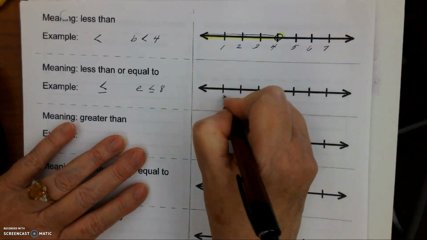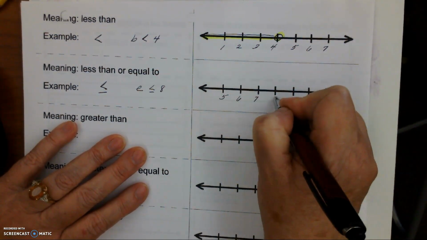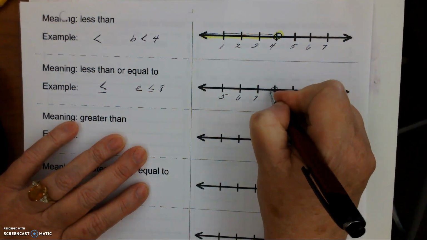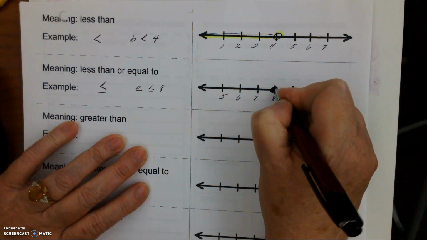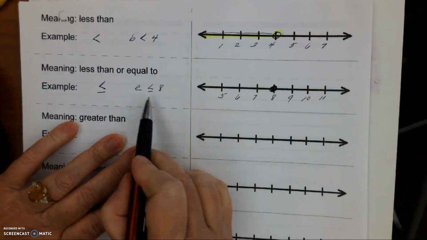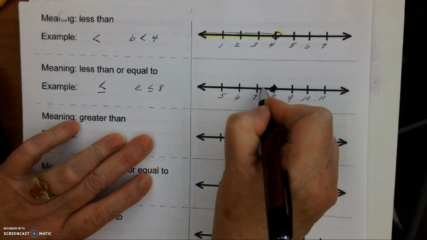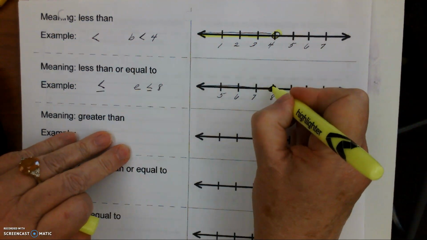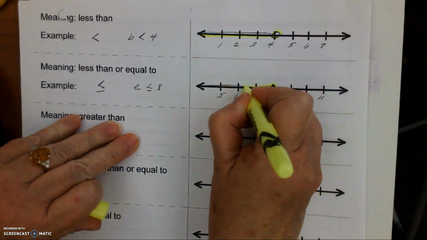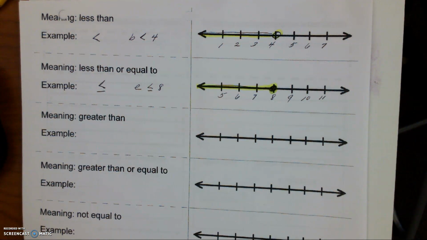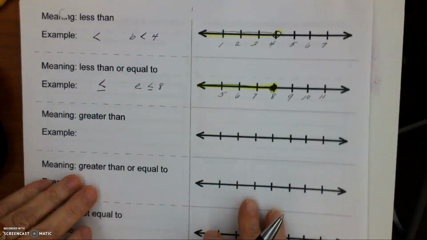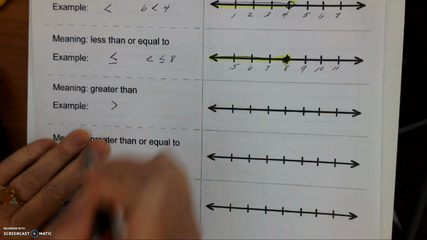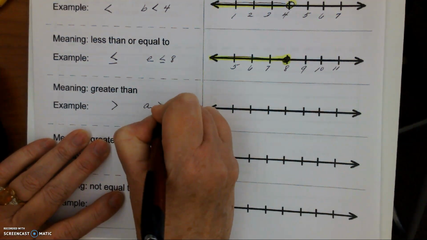So again, we're going to graph it. And we're going to do a closed circle on the 8 because it is less than or equal to 8. So then we're going to draw the line to the left. So again, this is a closed circle and it goes to the left. Now, greater than goes the opposite way. So A is greater than 5.